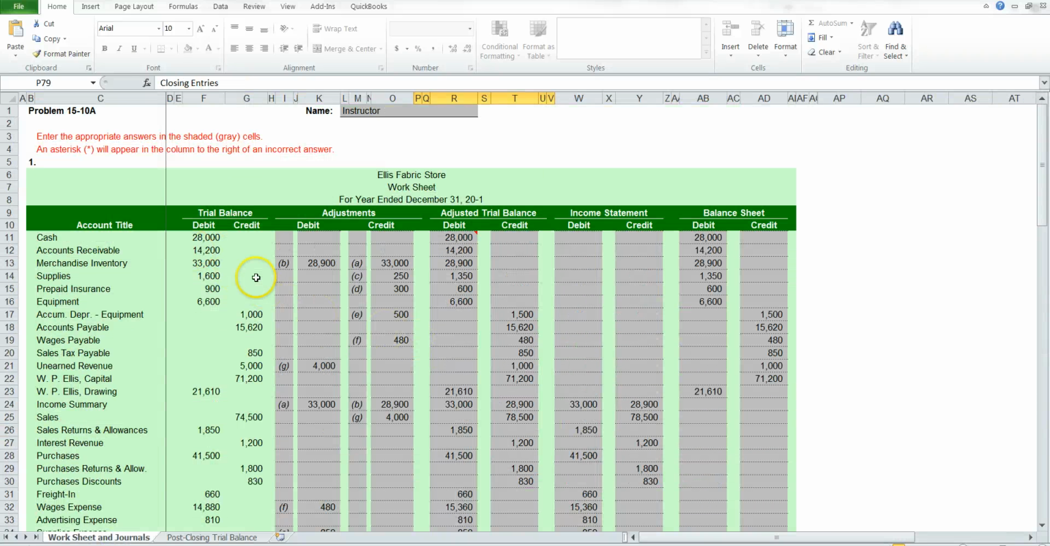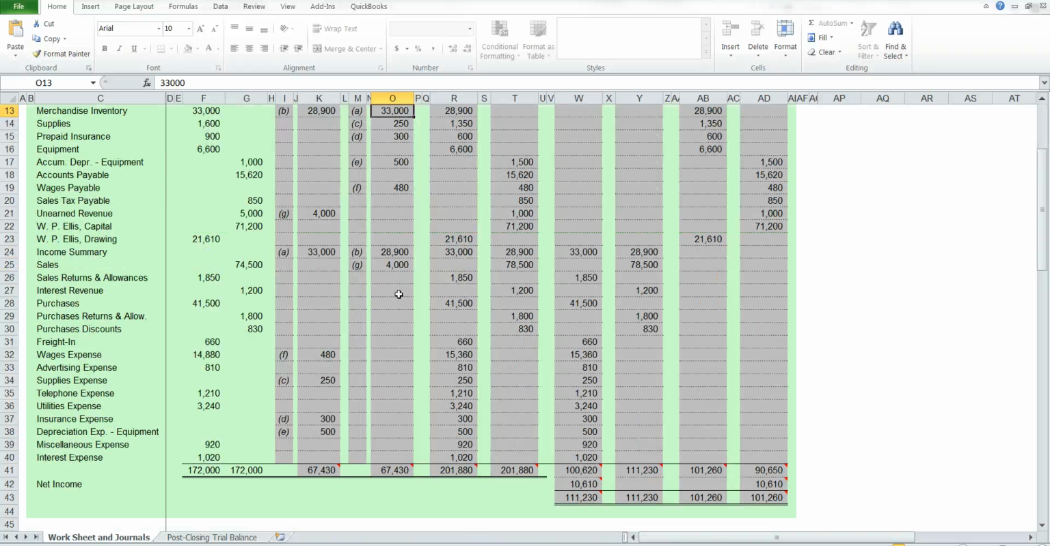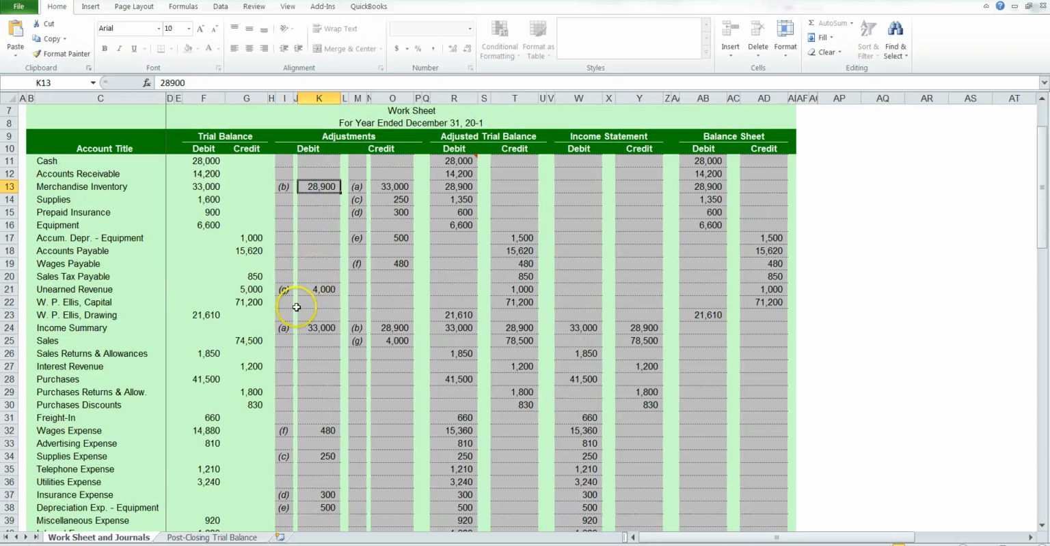So they tell us A and B, merchandise inventory as of December 31st is 28,900. We had a balance at the beginning of the month of 33,000. We need to remove that from our account. So if we have a debit balance, we need to credit it by 33,000 and debit income summary. Next, we will have merchandise inventory of 28,900, which is what we want for the ending balance, and we will then credit income summary.